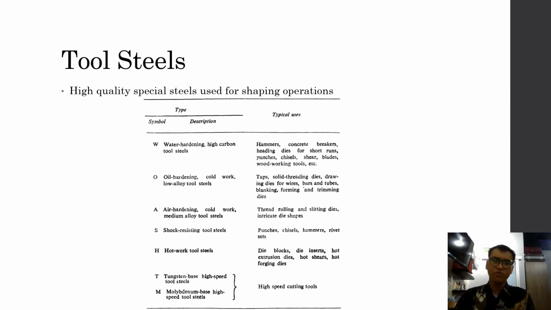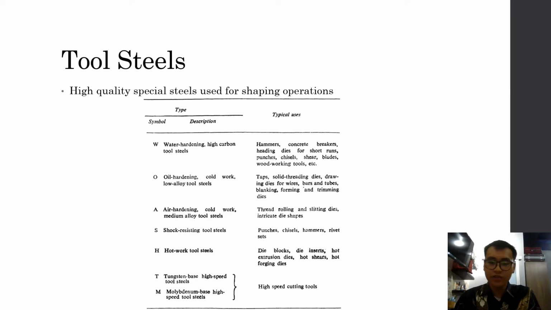Type O tool steel is an oil-hardening cold work low alloy tool steel and is typically used for taps, solid threading dies, drawing dies for wires, bars and tubes, and blanking, forming and trimming dies. Type A is an air-hardening cold work medium alloy tool steel.